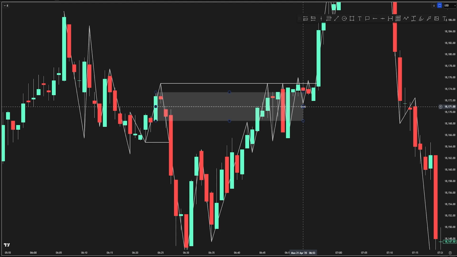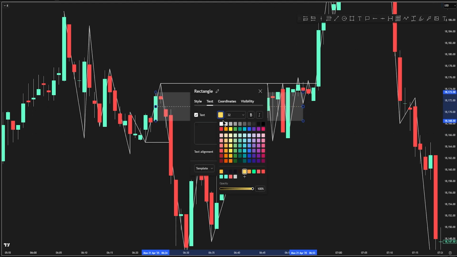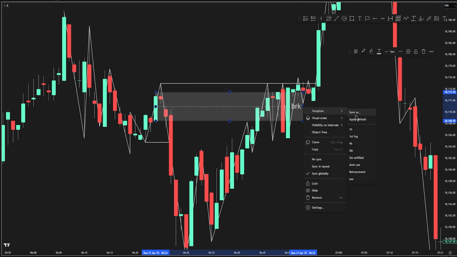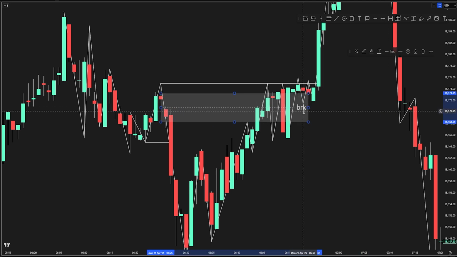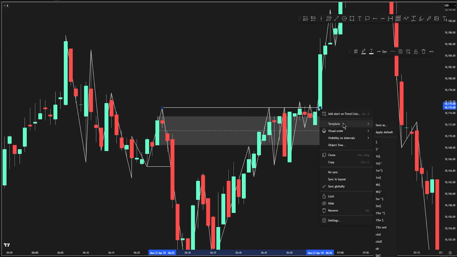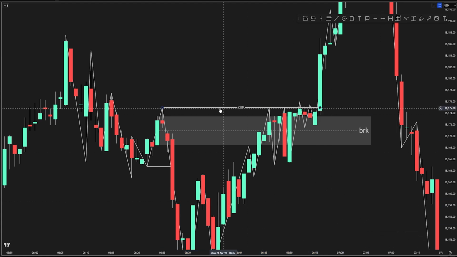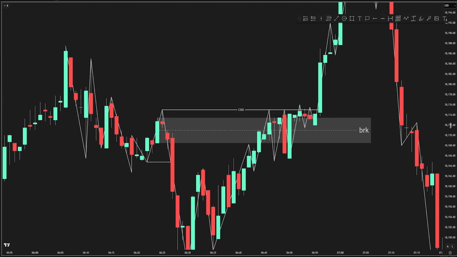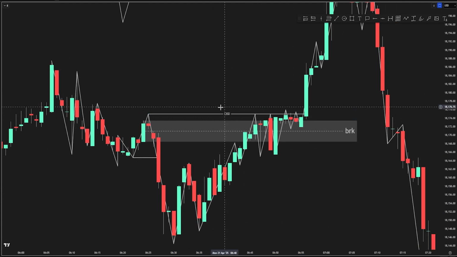Okay. So I guess I should probably do this. Breaker. Okay. So that would be labeled as your breaker. But what I want to focus on is the CISD portion. This portion. That's what we're going to be using for our entry mechanism, the swing point. So the very peak of the move.